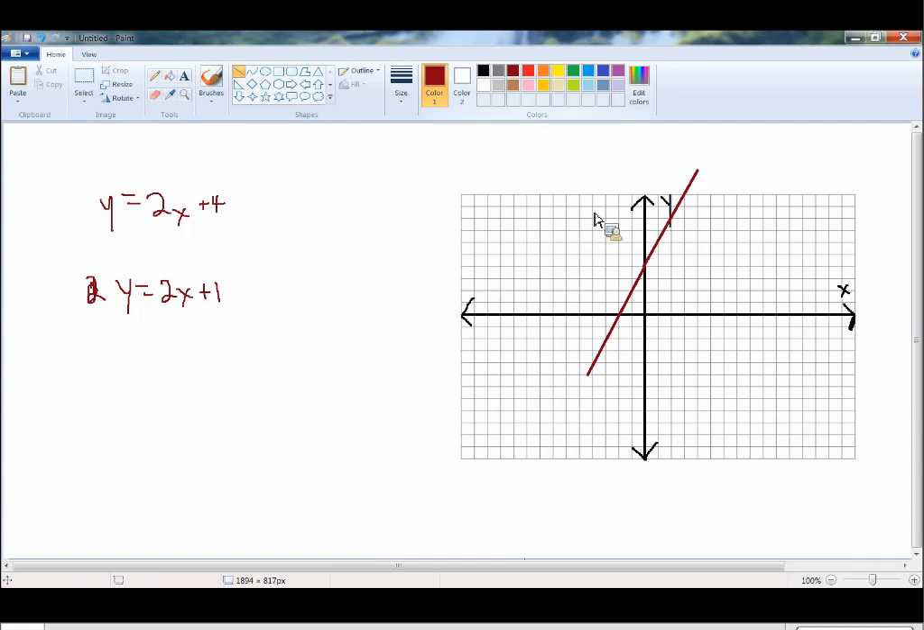Yeah, it's going to look something like this. And the other one has a y-intercept at positive 1, so it's going to look something like this. And notice, because of the fact that they're parallel, they're never going to crisscross. Anyway, if you tried the numbers, you'd see it would be impossible to get one set of numbers for x and y that are going to satisfy both equations.